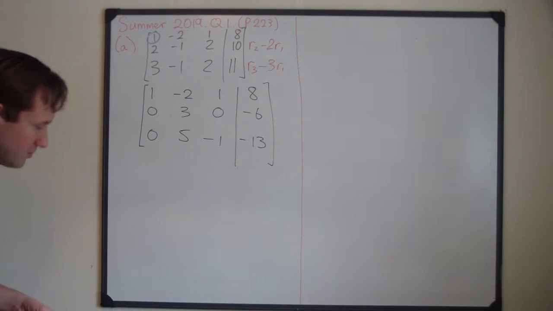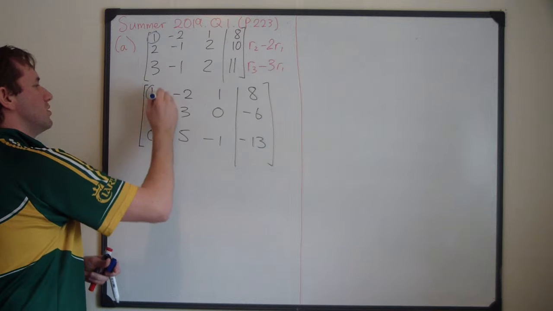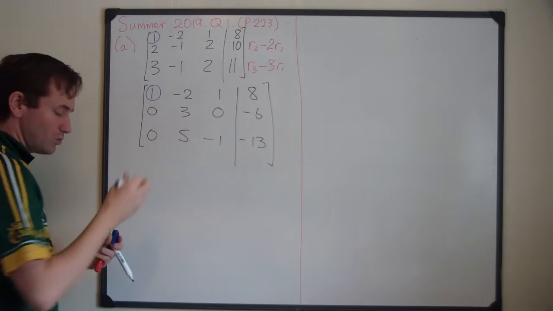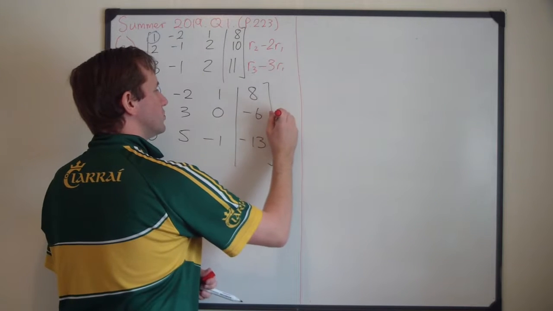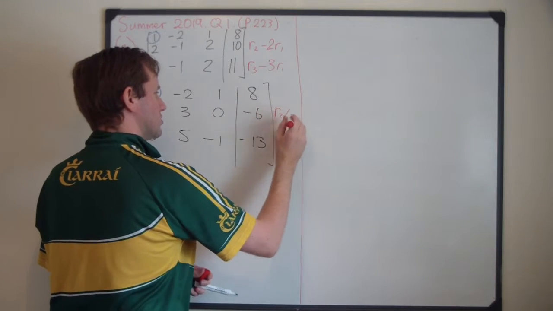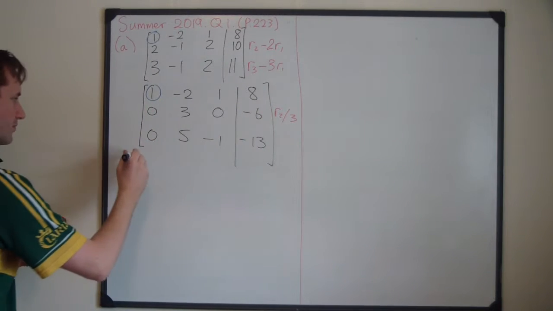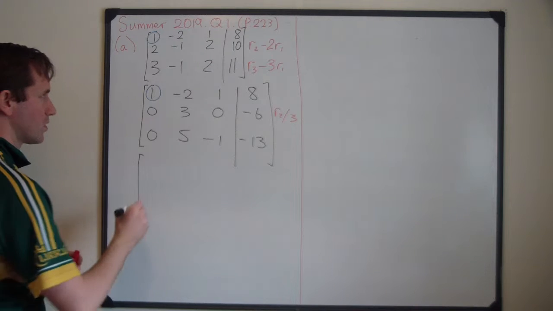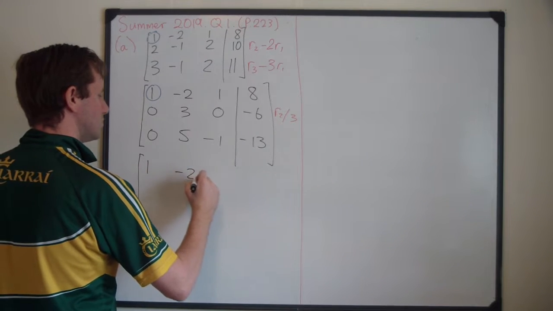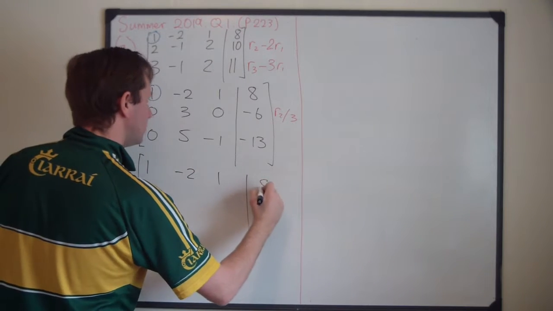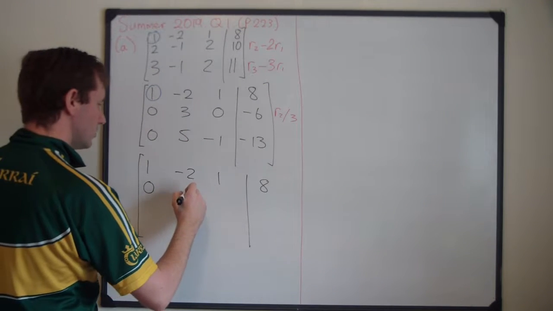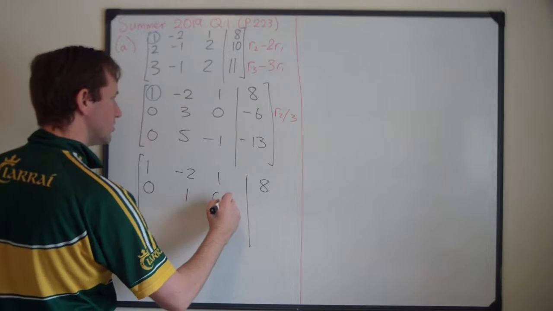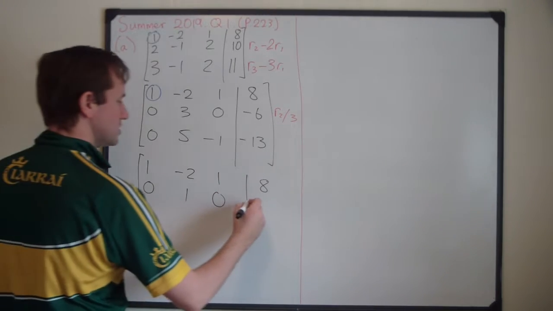So now we have pivot, first column is done. Next thing is to turn this into a 1, and what you need to do there is send row 2 to itself, divided by 3. So we have 1 minus 2, 1, 8. 0 divided by 3 is 0, 3 divided by 3 is 1, 0 divided by 3 is 0, minus 6 divided by 3 is minus 2.